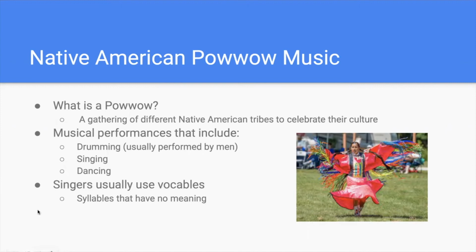And usually these powwows include musical performances that have drumming, which is usually performed by men, singing and dancing. And usually these performances are done in traditional tribal garb. As you can see, this woman is wearing her traditional tribal garb. And then the singers during these performances usually use vocables, and vocables are syllables that have no meaning and they're not attached to any language.